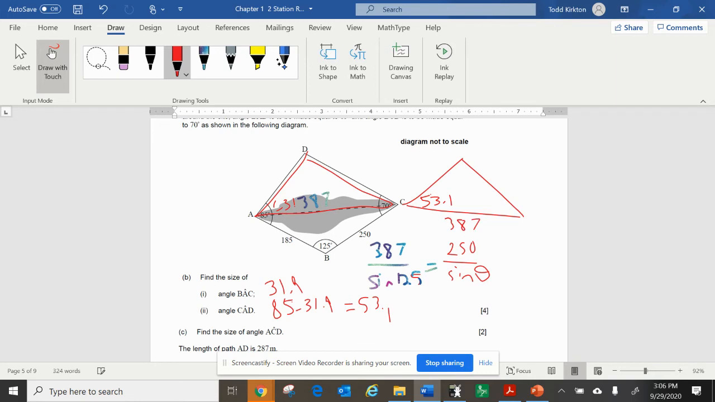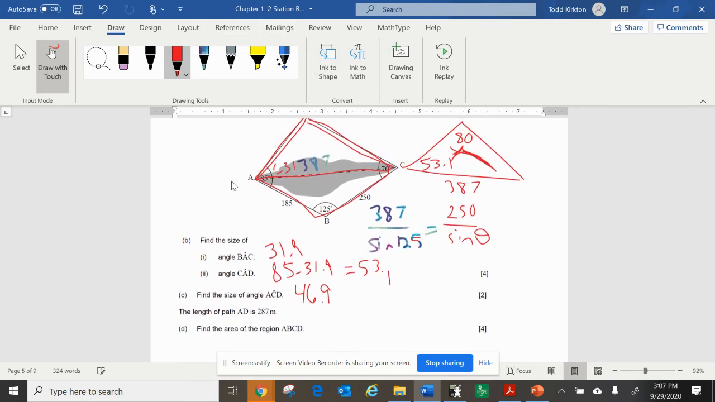And so I could use some more information here. Well, I need another angle. And so I have a quadrilateral here, which all the angles add up to 360. So I could take 360 minus 85, minus 125, minus 70, and that would give me that top angle is 80. So now I can find angle ACD because in this triangle, these three angles add up to 180. So 180 minus 53.1 minus 80, 46.9. So I basically found almost every little tiny angle.